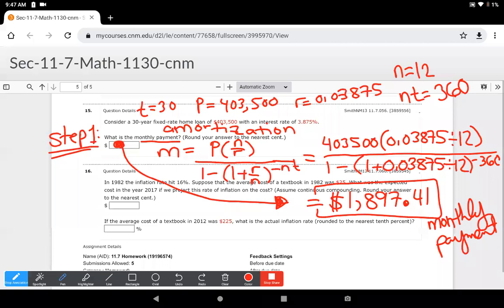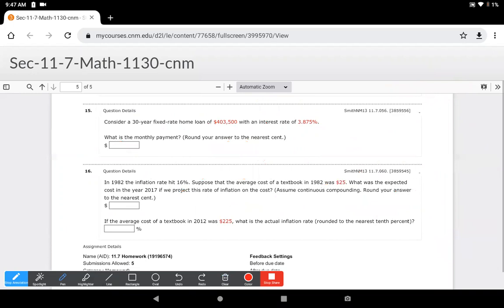So yeah, definitely 14 was a doozy. 15 was simpler, just one step. And then 16 is a two-parter, right? So inflation, continuous compounding, A equals P times e to the rt, right? We're being told, in 1982, the inflation rate hit, so we have a rate of 16%.